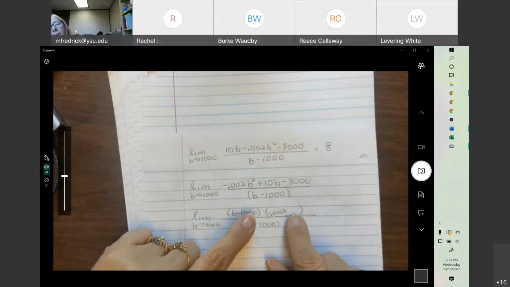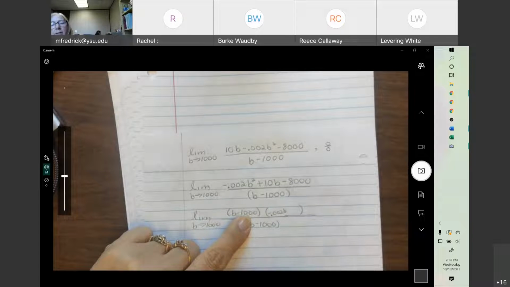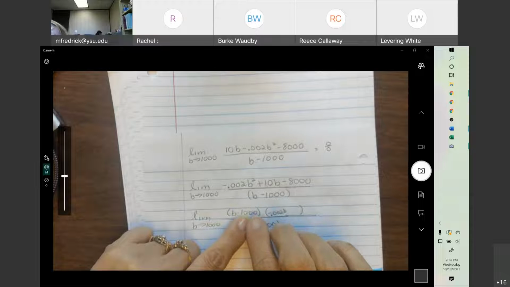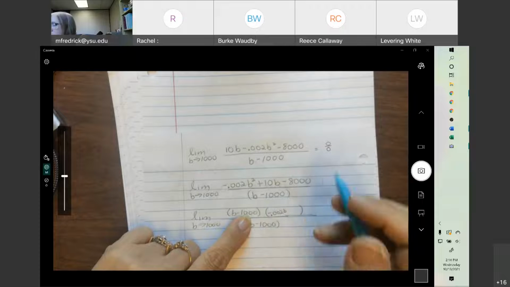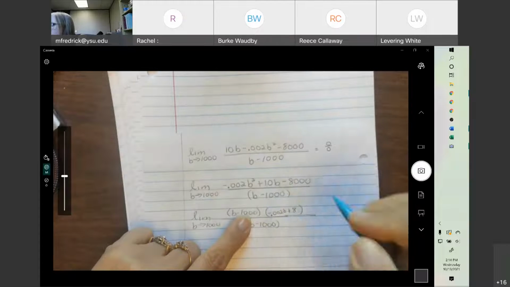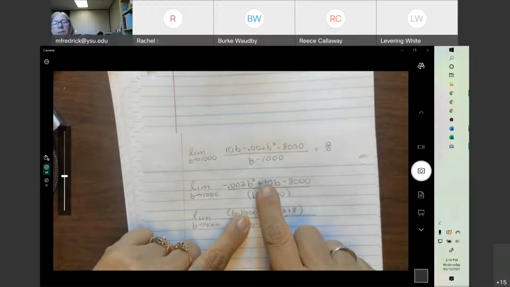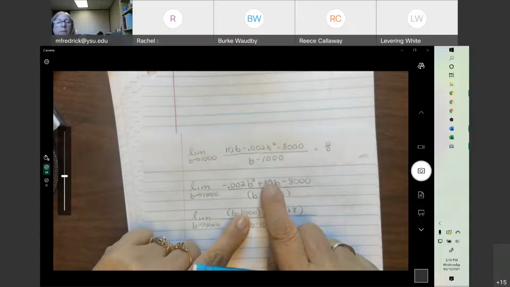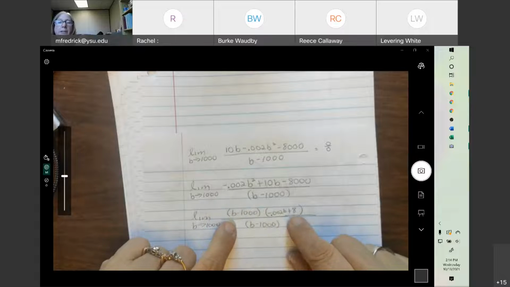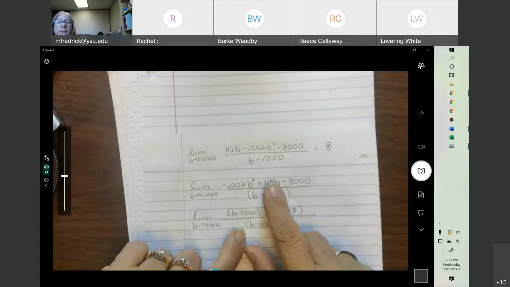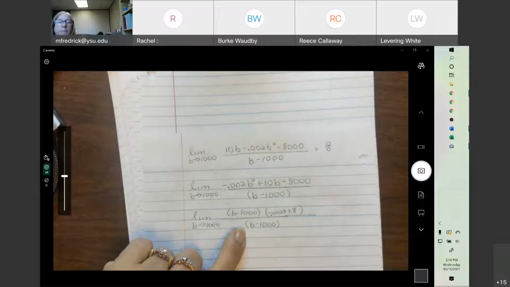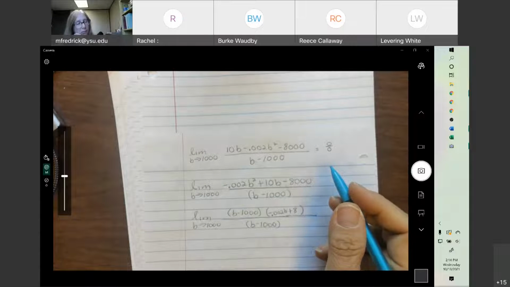To get my last term, I have to take the negative 1,000 times something to get a negative 8,000. So what times negative 1,000 will give me a negative 8,000? Positive 8. 8 times a negative 1,000 is a negative 8,000. You don't have to worry about this. It'll fall into place. But if you are worried, multiply the outside 2 and the inside 2 and you'll get 10b. Any questions on that?